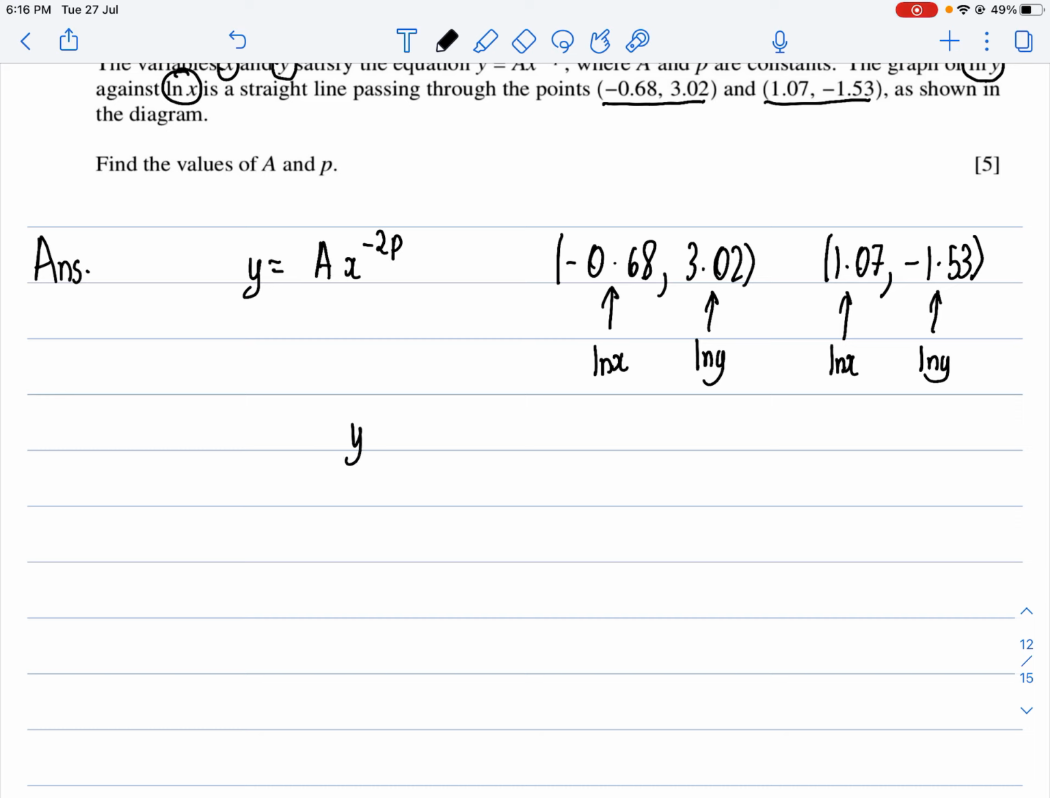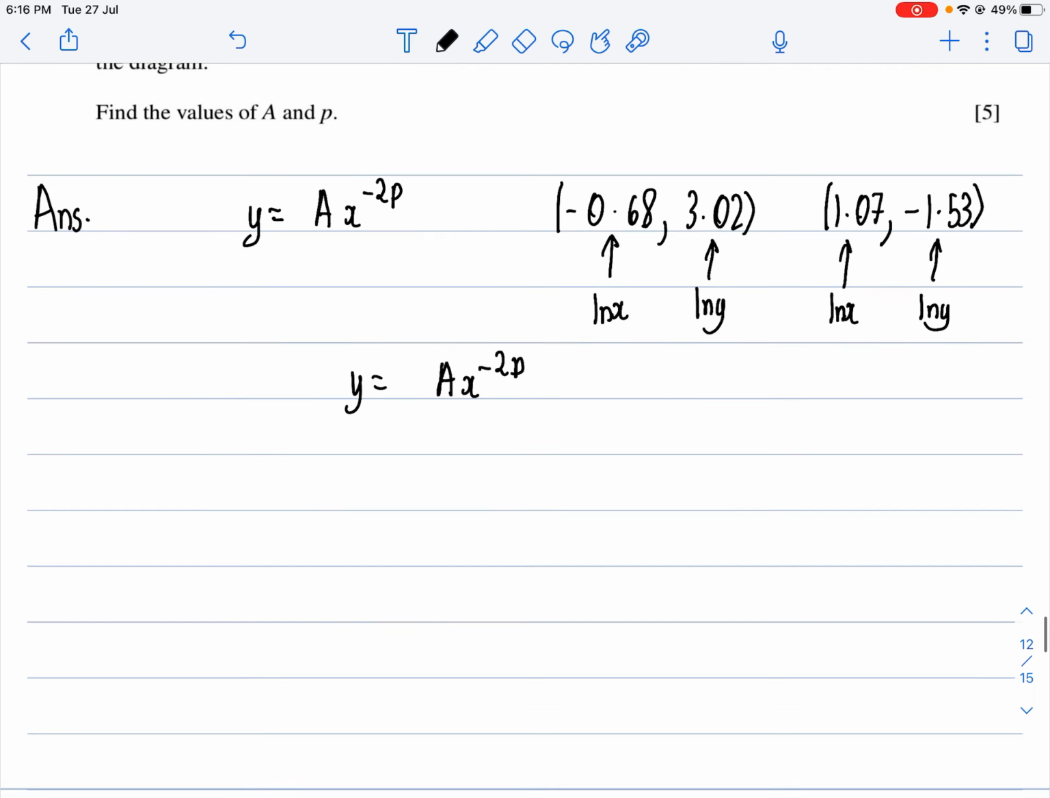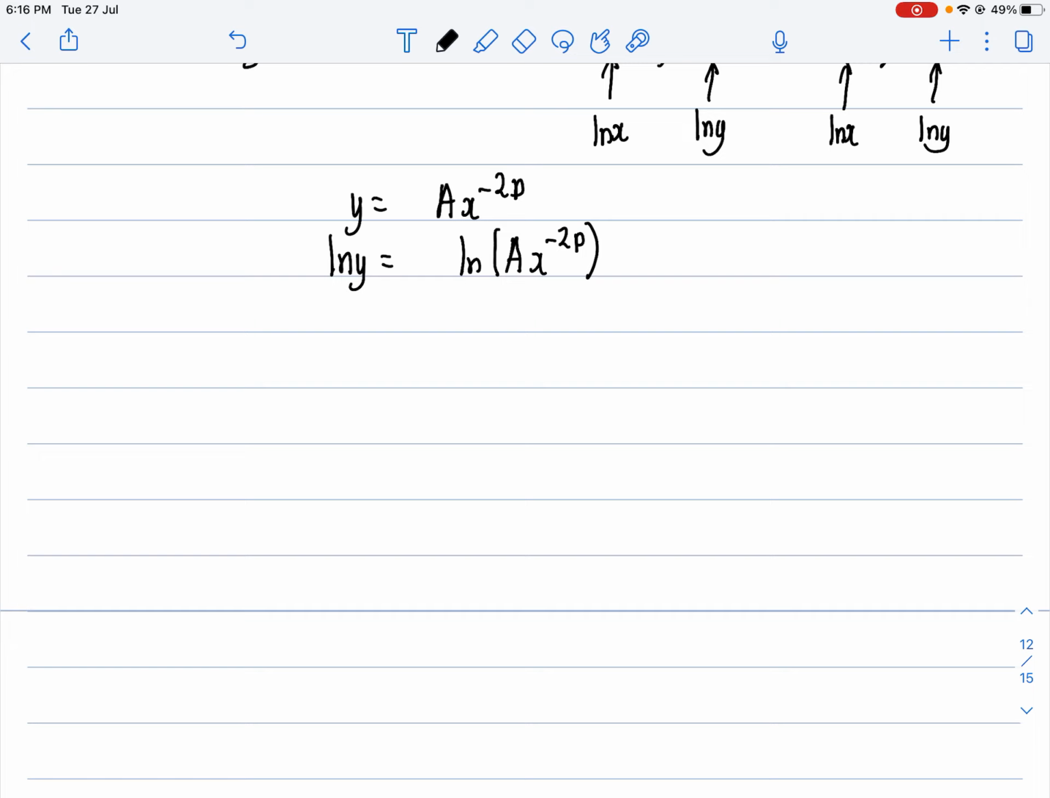So now I have my y equals a into x raised to minus 2p. Correct? Because I have ln, so I need to ln both sides. So I can write this as ln y equals ln a into x raised to minus 2p. And always remember in log graphs, the axes are always ln. You need to remember that. Correct? So now what I can do is use the property which states that log of AB equals log A plus log B.